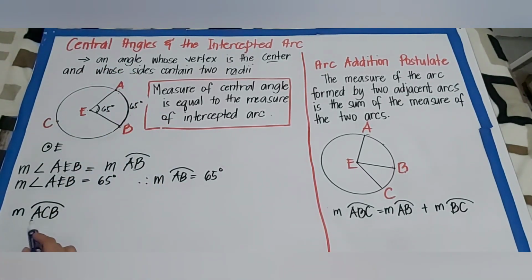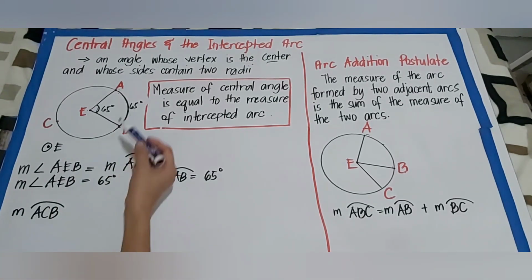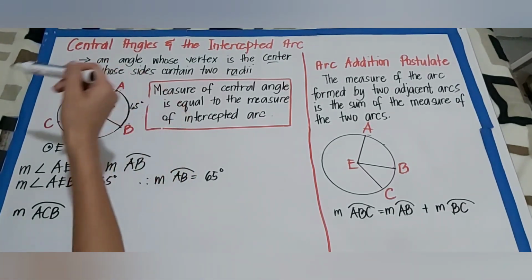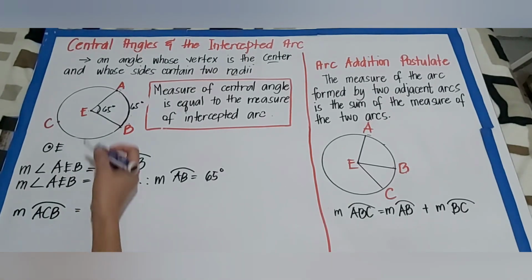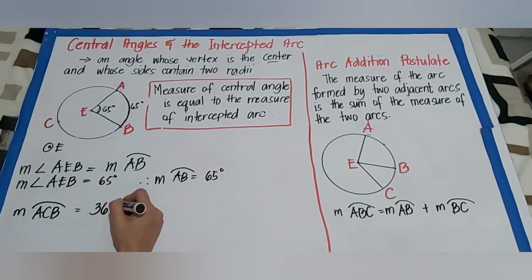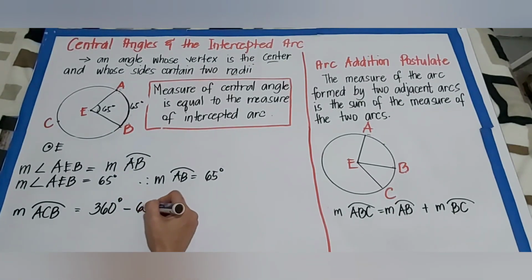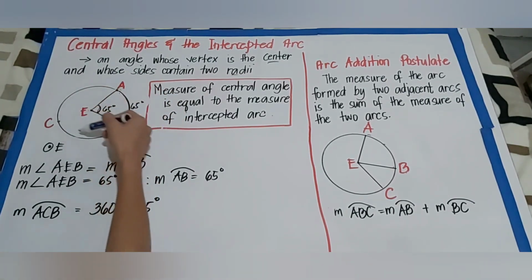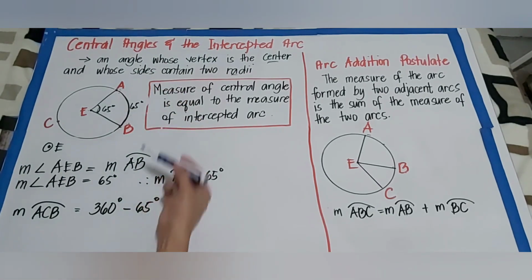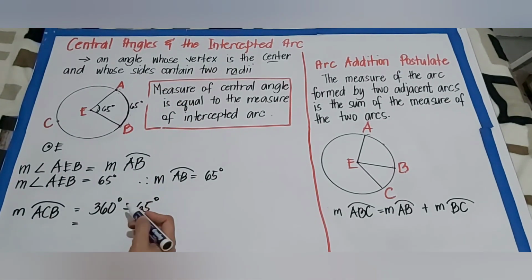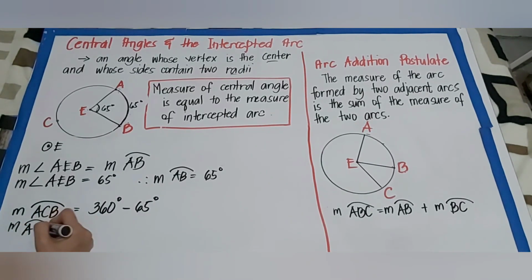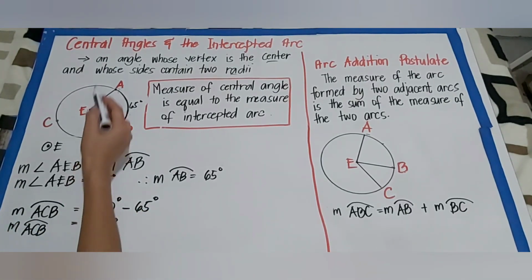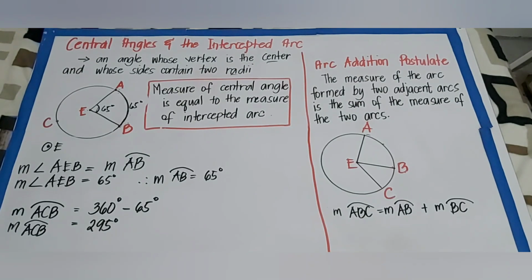Now, what is the measure of arc ACB? Take a look at this arc. Arc AB is 65. So, ang kabuuan ng circle ay 360. So, para mahanap ang measurement ng arc ACB, we subtract that 65 degrees from 360 degrees. 360 degrees minus 65 degrees is what? That is 295. So, the measure of arc ACB is 295 degrees.